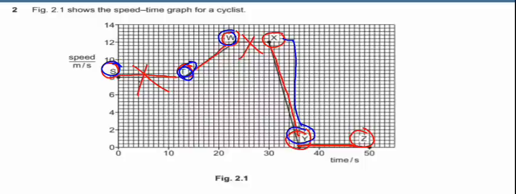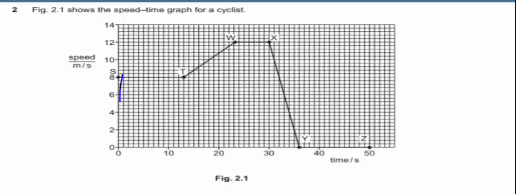Then as for question B, it is saying, calculate the distance traveled by the cyclist in section ST. Now, to calculate this one here, let's try to look at the shape of ST. The shape of ST is this one here. So let me just draw it again. We have this one. Yeah. So this one you can just say it is the rectangle.